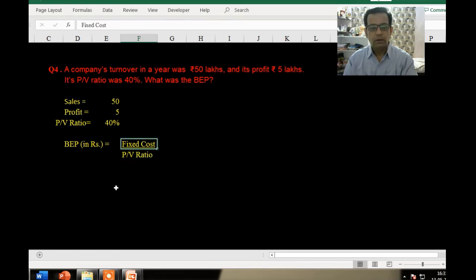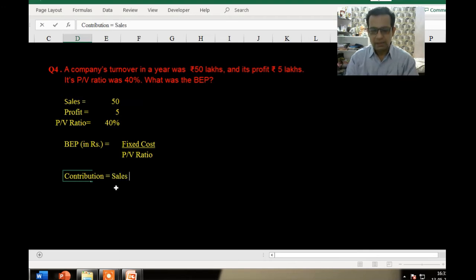Fixed cost is not given anywhere. What to do? Simple. What information do we have? We have sales, profit, and PV ratio. First thing, we can calculate contribution. If you remember, there are multiple formulas to calculate contribution. What we use here is sales into PV ratio.